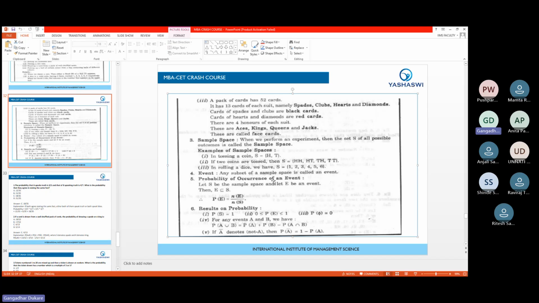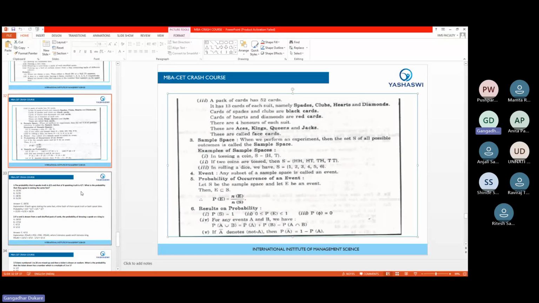The basic formula of probability that is going to be calculated is probability of E equal to number of events upon number of samples. We keep this formula: probability of E equals number of E upon number of S. Let S be the sample space and let E be the event. The formula is probability of E equal to N of E upon N of S.